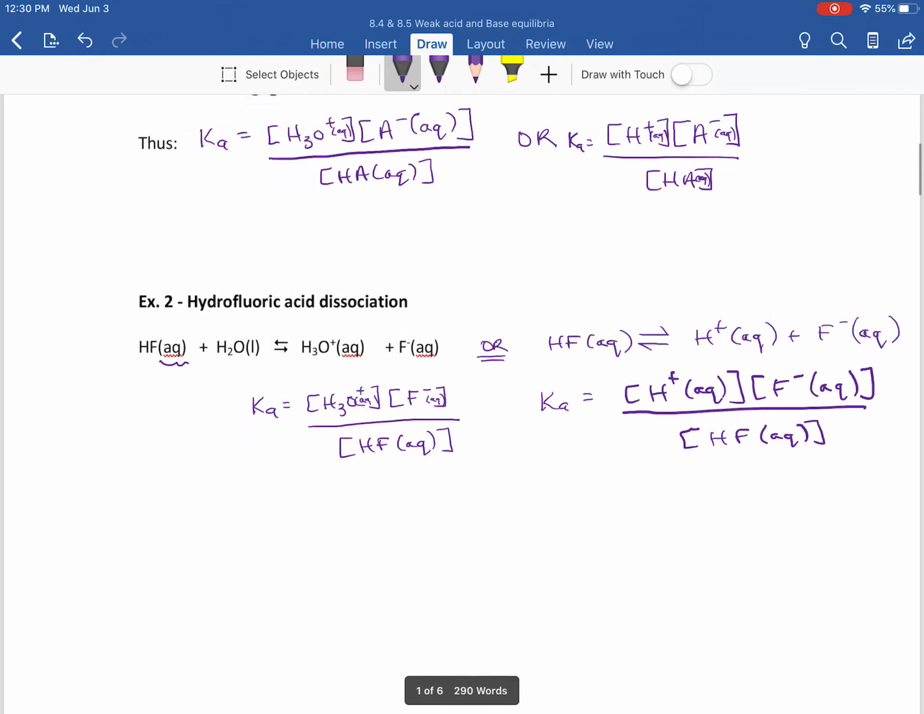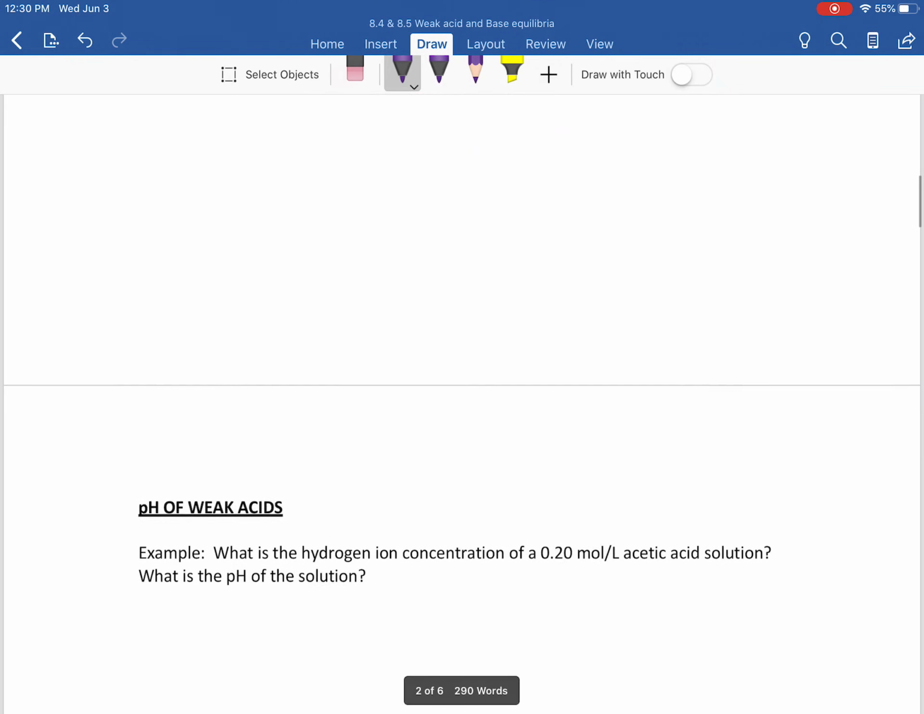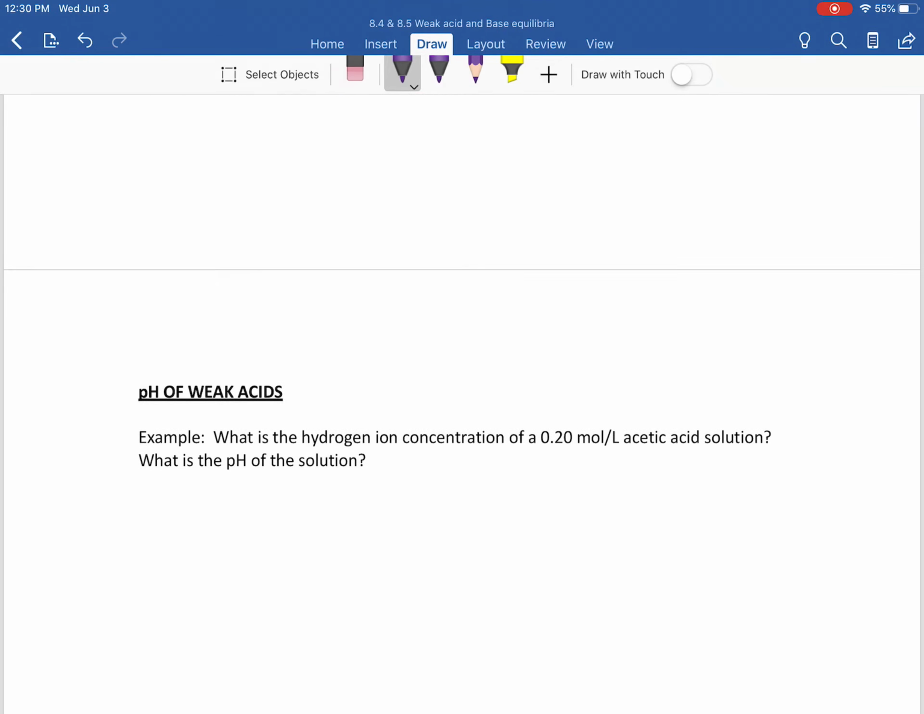Are you ready? We got a quadratic formula happening now. I know I am. All right, so these are really good test questions. Normally there'd be one of these on your final exam. So let's take a look. What is the hydrogen ion concentration? So we're looking for the H+ concentration of a 0.2 molar acetic acid solution.